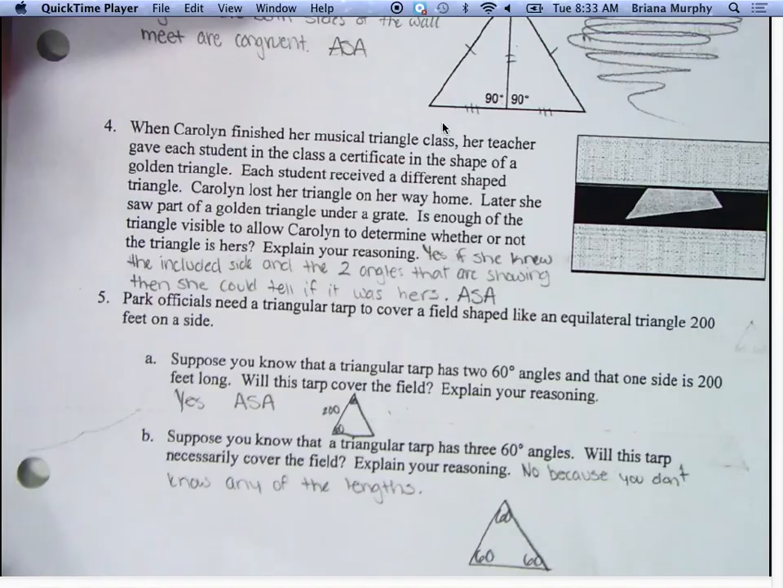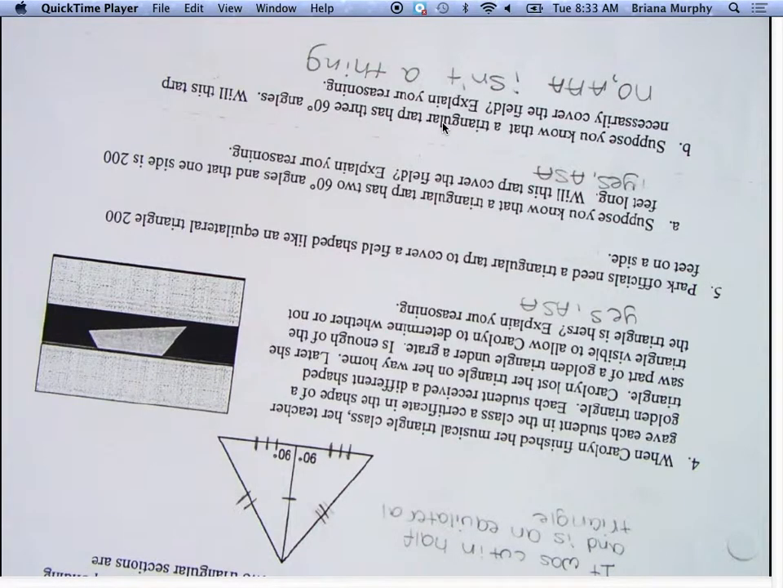Number 5A. Park officials need a triangular tarp to cover a field shaped like an equilateral triangle, 200 feet on a side. Suppose you know that a triangle tarp has 60-degree angles and that one side is 200 feet long. Will the tarp cover the field? Explain your reasoning. Is this upside down? Yes.